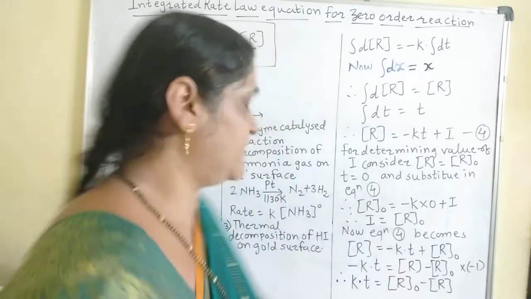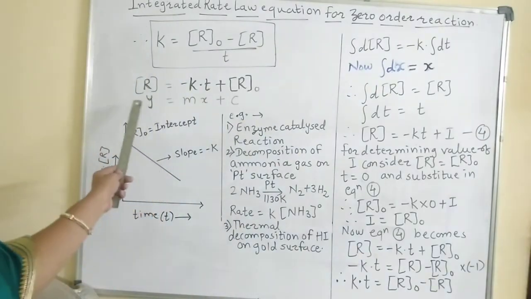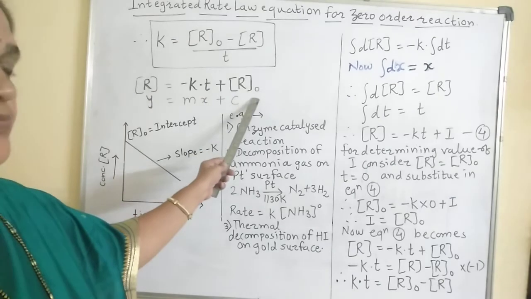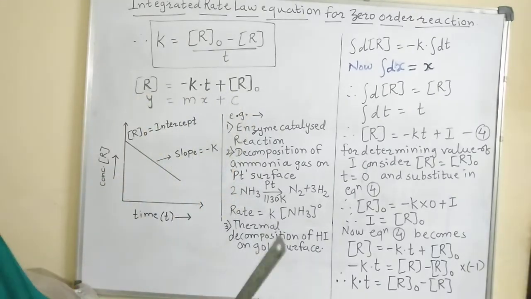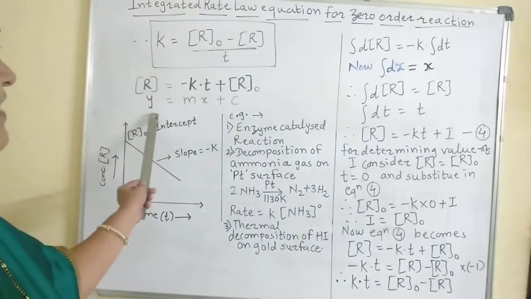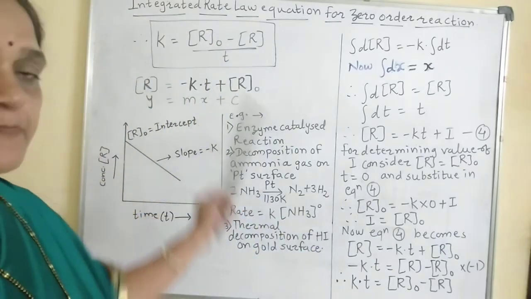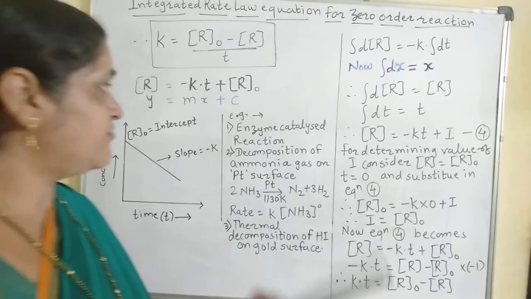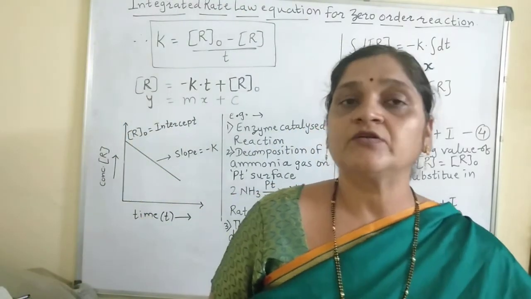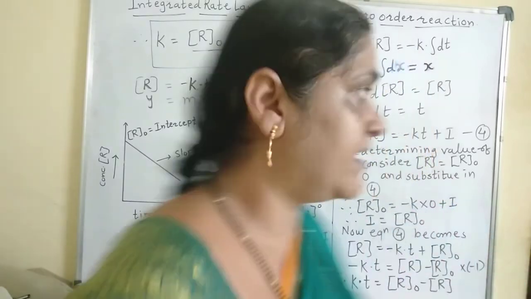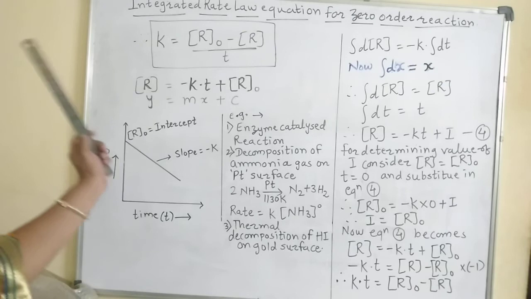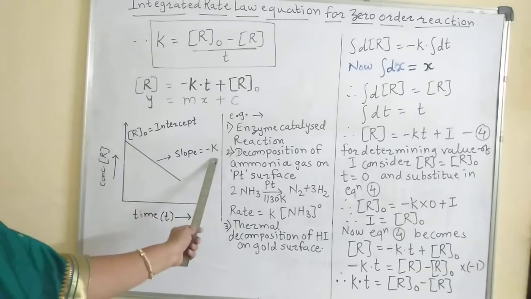Now let us focus on this equation: concentration of R is equal to minus K into T plus R0. This equation is similar to the equation of a straight line, Y is equal to mx plus C. When we plot the graph of concentration versus time for a zero order reaction, we get a straight line graph where the slope is equal to minus K.